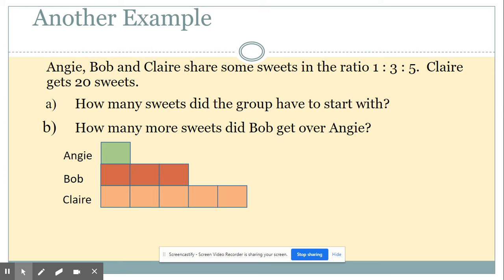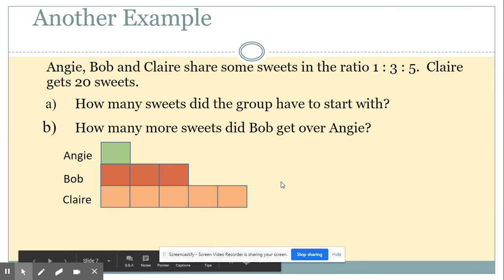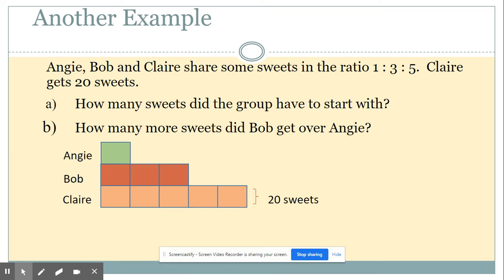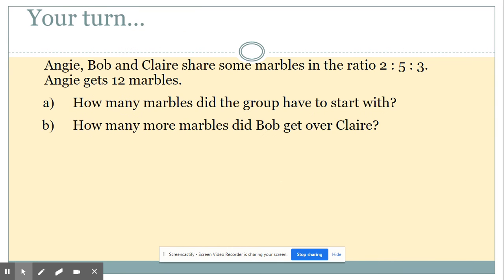So first I will start with part A. Angie, Bob and Claire, 1:3:5. So 1 box, 3 boxes, 5 boxes. The only information I have is that Claire has 20 sweets and Claire has 5 parts. So if 5 parts are worth 20 sweets, 1 part is equal to 4 sweets.